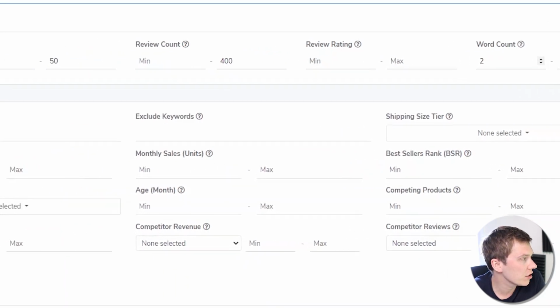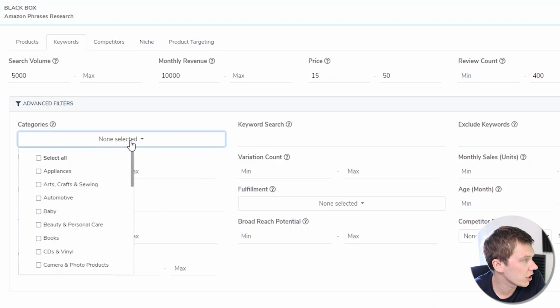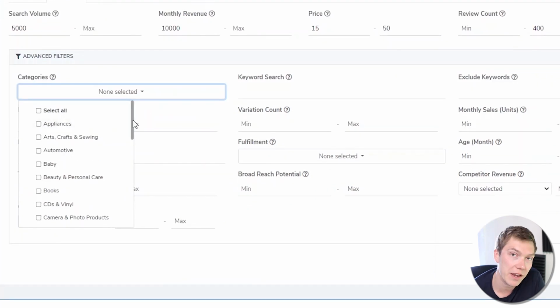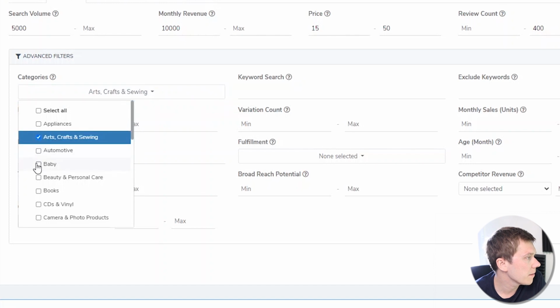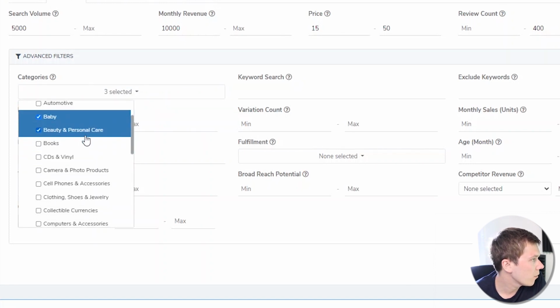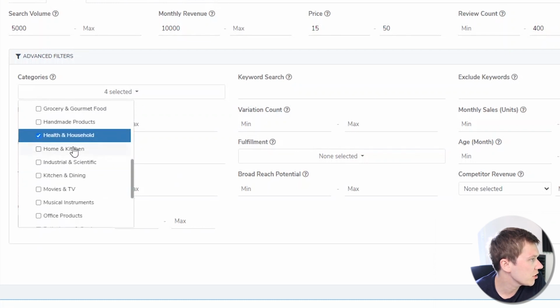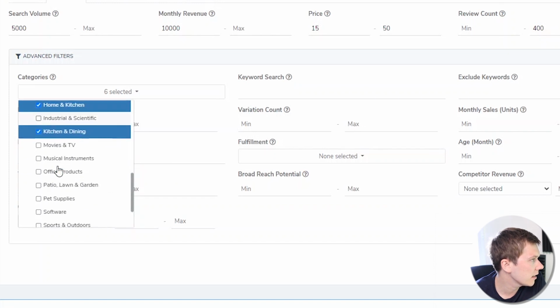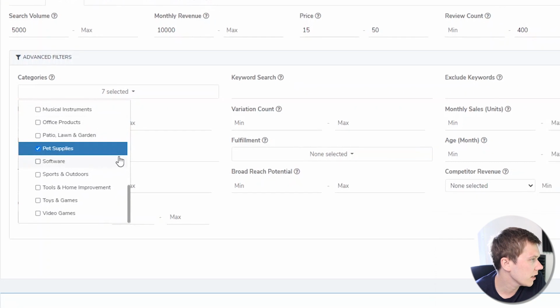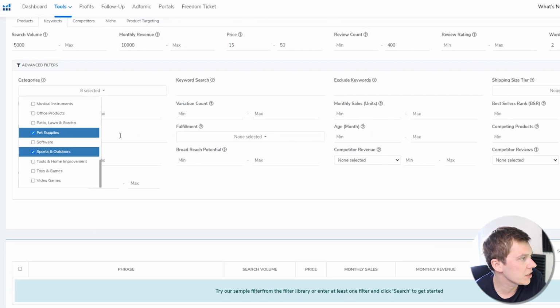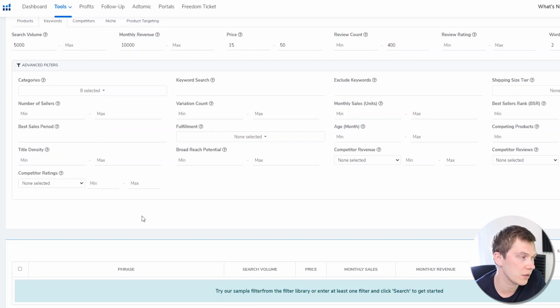And then within advanced filters, just so we don't get tons and tons of different results, I'm going to select my favorite categories. And if you're a beginner, I'd also suggest you stick with these. So those are going to be arts and craft, baby, beauty and personal care. What else have we got? We'll go for health and household, home and kitchen, kitchen and dining, and let's go pet supplies. I think we can also go sports and outdoors. The other ones typically will have different restrictions associated with them, or they'll be harder to sell. You need to get ungated and so on. So for the purposes of this tutorial, we'll just stick with those.